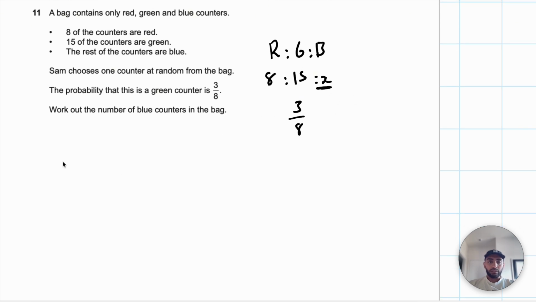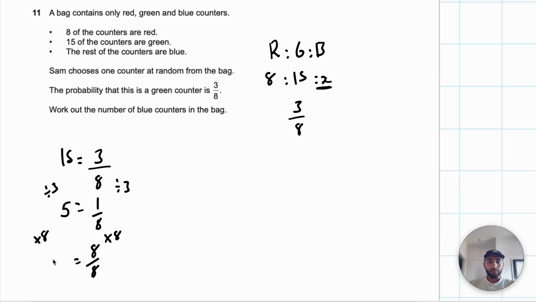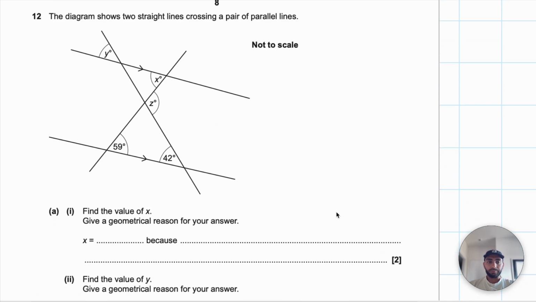If we know 15 is equal to 3/8, could we find out what 1/8 is equal to? So that means we need to divide by 3 on both sides. We're dividing by 3 there and dividing by 3 there. So 15 divided by 3 is 5. 1/8 probability would be equal to 5 counters. We want to find out how many counters there are in total, so we're going to multiply this by 8, and we'll multiply this one by 8. 5 times 8 is 40. Altogether, there are 40 counters. 8 add 15 is 23. Add this number is equal to 40. So this number, 40 take away 23, is just going to be 17.